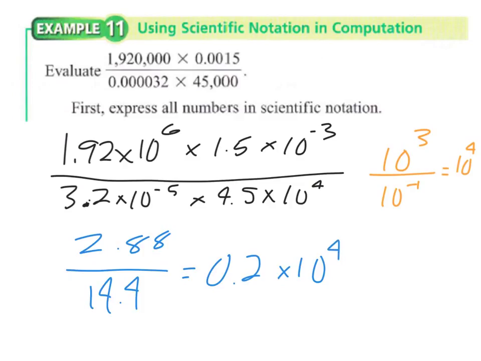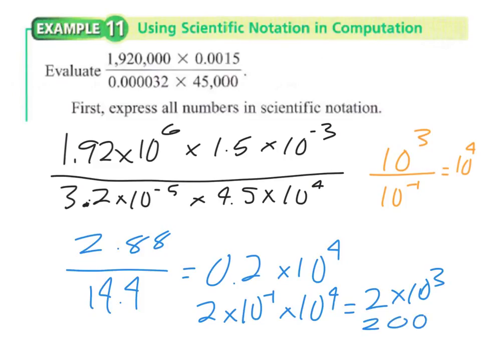And so, again, I could do this a number of different ways. 0.2 is not technically in scientific notation, but that would be 2 times 10 to the negative 1 times the 10 to the 4th. So that would equal 2 times 10 to the 3rd. And then I should be able to write that as a 4-digit number. That's the same as 2,000.